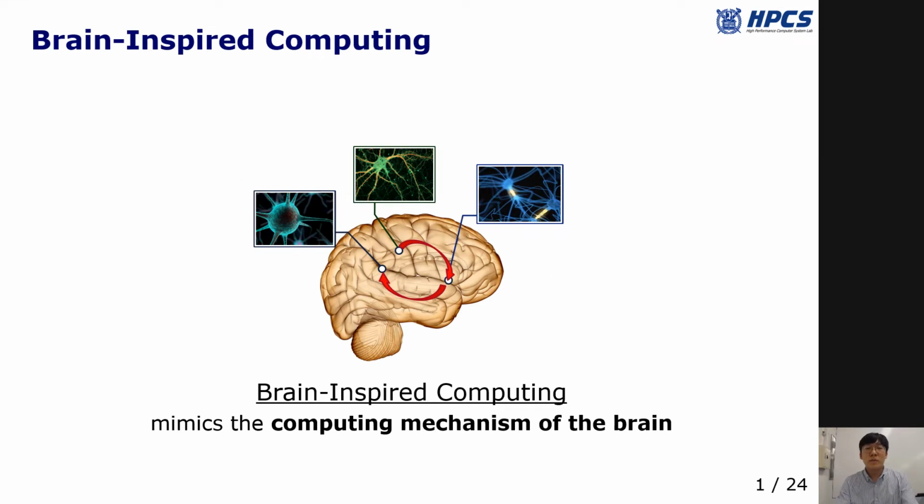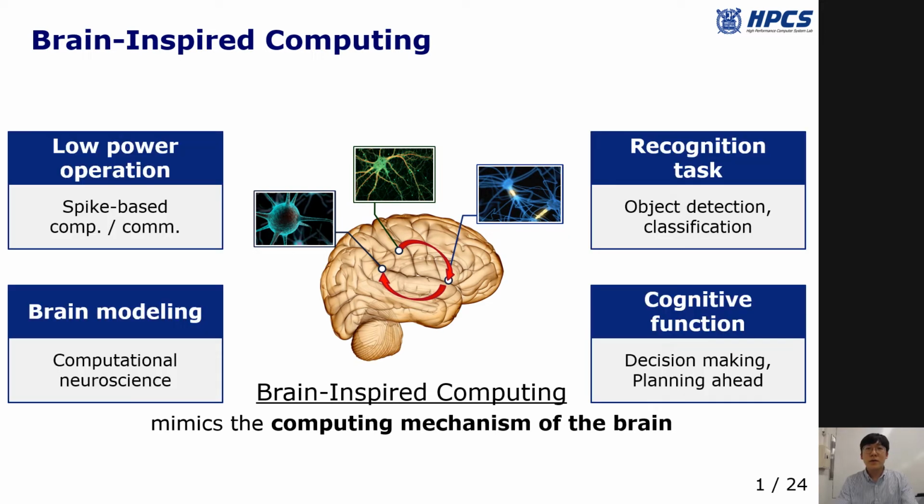Let me start with a brief introduction of the brain-inspired computing. Brain-inspired computing mimics the mechanism of the brain to understand how the brain operates and apply them to advance various areas in computer science. The following are some example benefits of the brain-inspired computing.